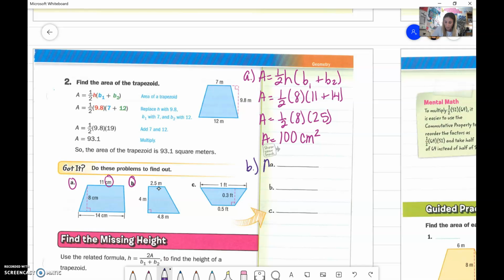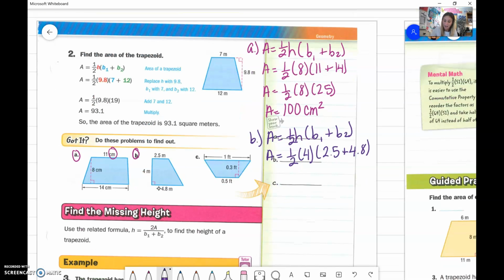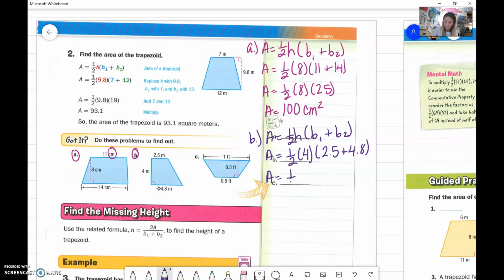So B, area equals 1/2 times height plus your base 1 and your base 2 together. So let's fill in what we know. Area equals 1/2. What's my height? My height is 4. And then I have base 1 and base 2, so 2.5 plus 4.8, or 2 5/10 and 4 8/10. And when I add those together, because I have to do what is in parentheses first, when I add 2.5 and 4.8, I get 7.3.